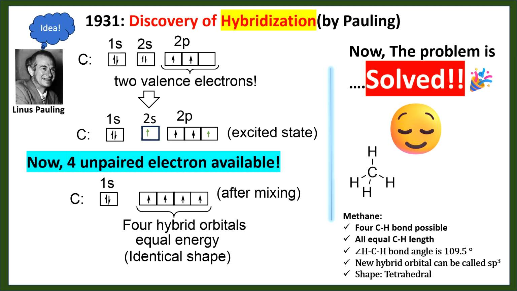So here is one question for you. Scientist Pauling discovered this hybridization. So did he get any reward for that? If he got one, which year did he get that award?